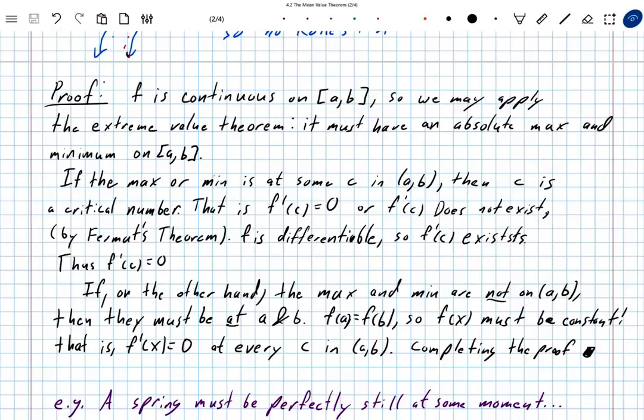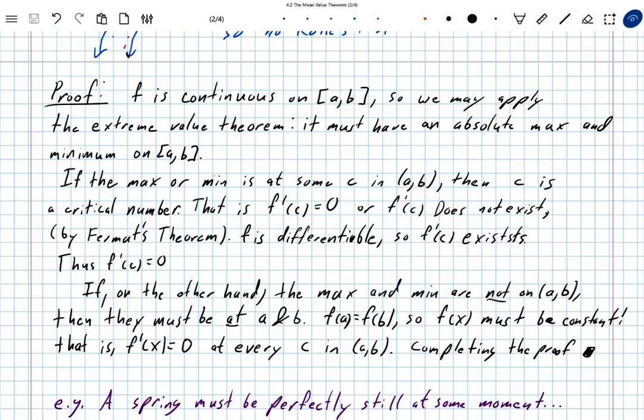How could this happen? So if the max or min is at some c in this open interval, then c is a critical number. That's what we call it when, well then, this is where the critical numbers have to happen. And if it's a critical number, then either the derivative is 0, which we want, or the derivative doesn't exist, which we don't want. And that's what Fermat's theorem tells us. Because it's differentiable, we know it has to exist. So the derivative is 0.